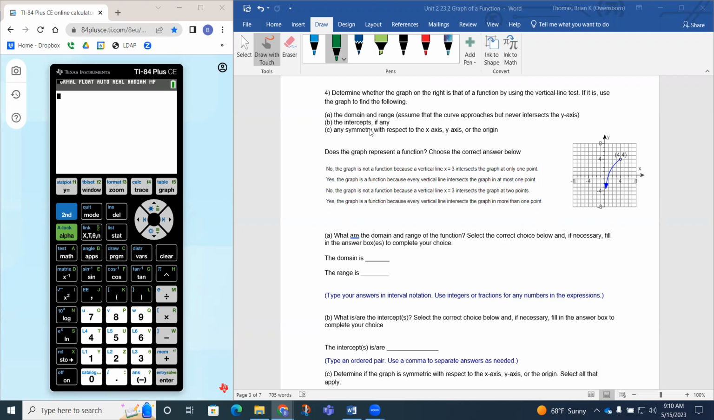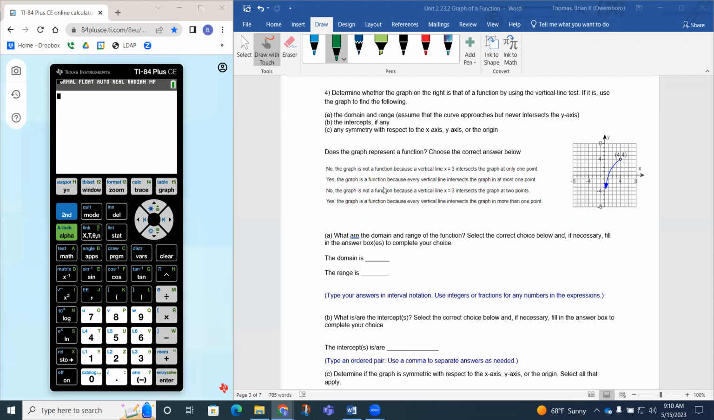So try to find any intercepts and then symmetry. So the first thing is, does the graph represent a function? So notice that it does pass the vertical line test. It doesn't matter where I draw a vertical line through here. It is going to touch the graph in only one spot. So yes, this is a function.